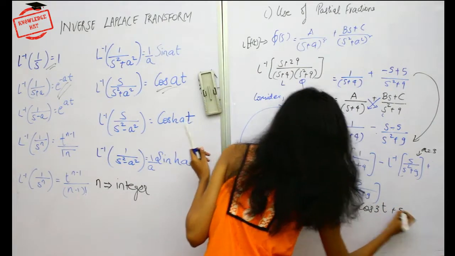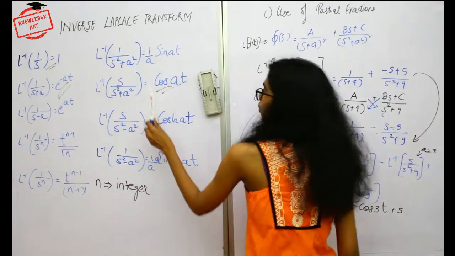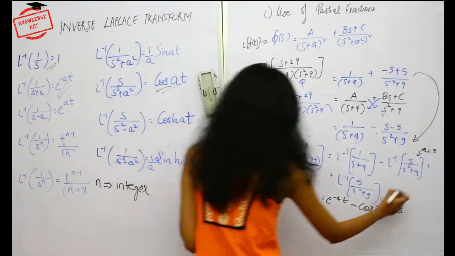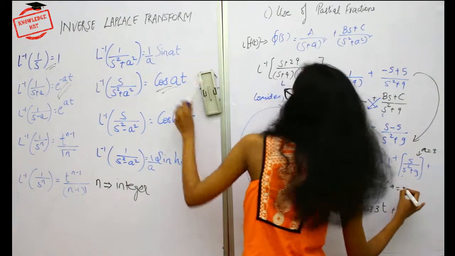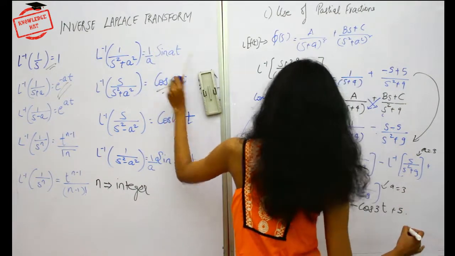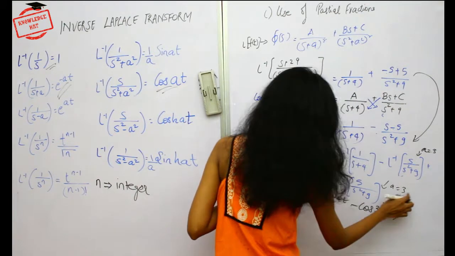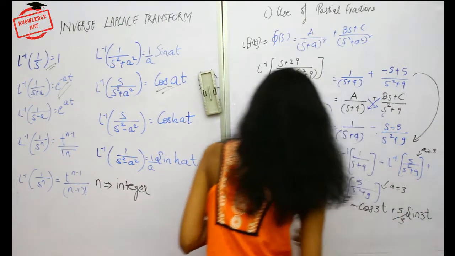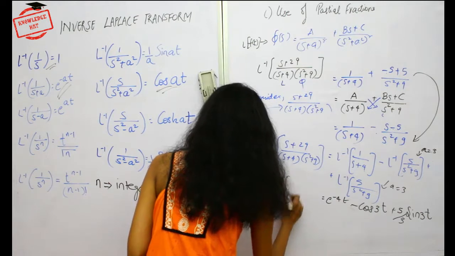And for this, 5 upon S square plus 9, it is nothing but 5 into 1 upon S square plus A square. A is nothing but 3, since 3 square is 9. So for this also A is 3. So this is 1 upon A sine at, so 5 by 3 into sine 3t. Okay, so this will be nothing but your final answer.